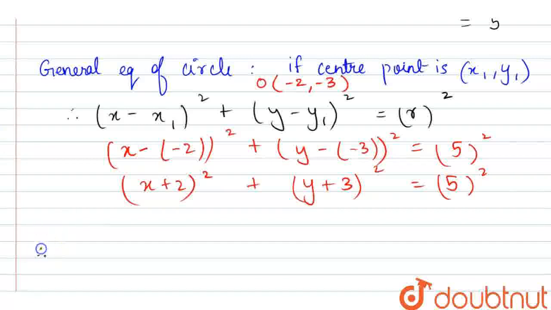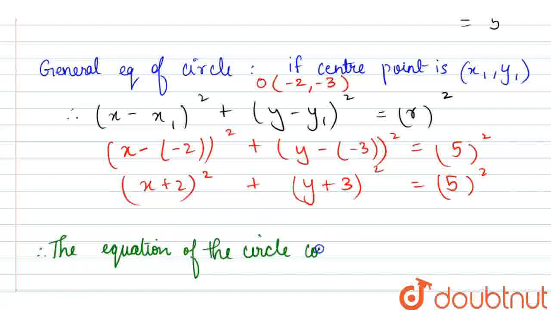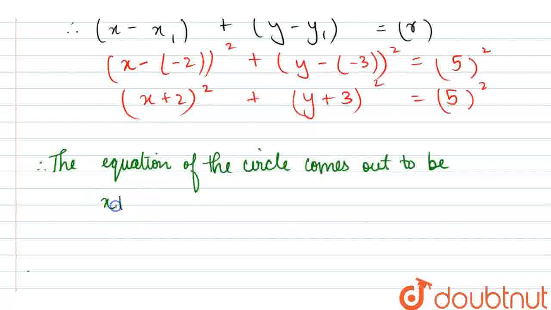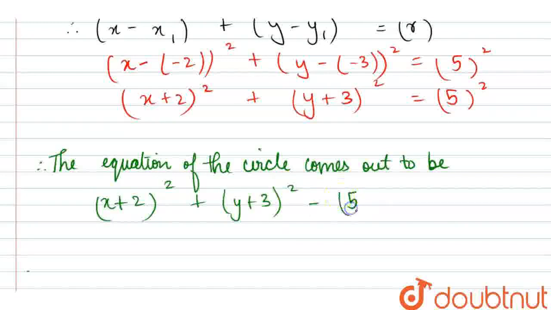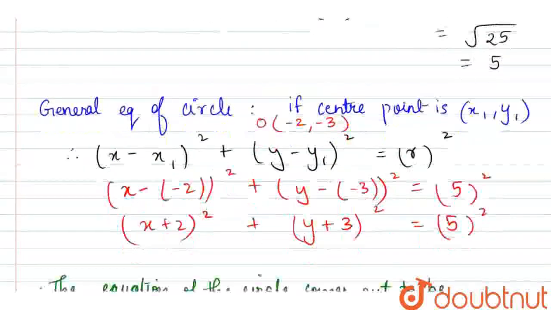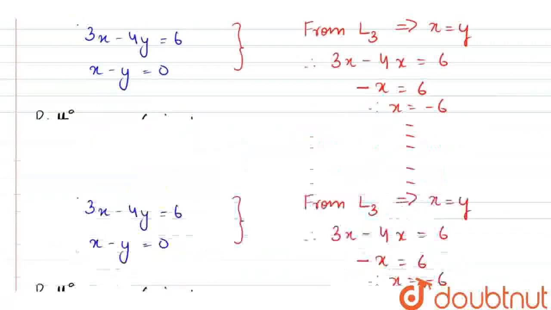So we can write therefore the equation of the circle comes out to be x plus 2 the whole square plus y plus 3 the whole square minus 5 square, or 25, is equal to 0. So we got the answer. I hope you understood this explanation.